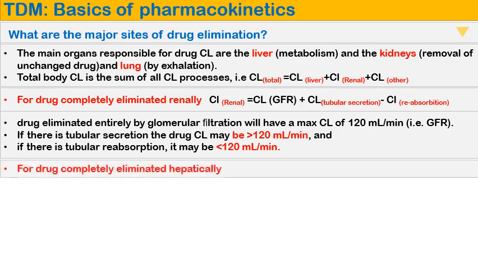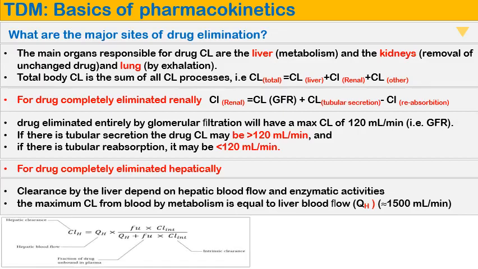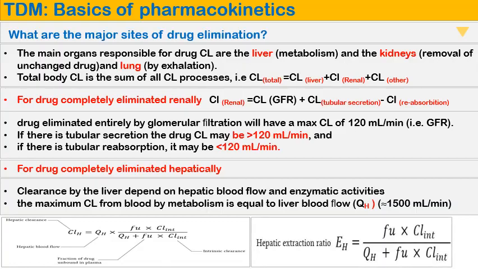For a drug that is eliminated completely by the hepatic route, the clearance will depend on the hepatic blood flow, QH, and the enzymatic activity. The QH, or hepatic blood flow, is about 1500 ml per minute, which is the maximum clearance by the liver. The hepatic clearance can be expressed in the following statement.